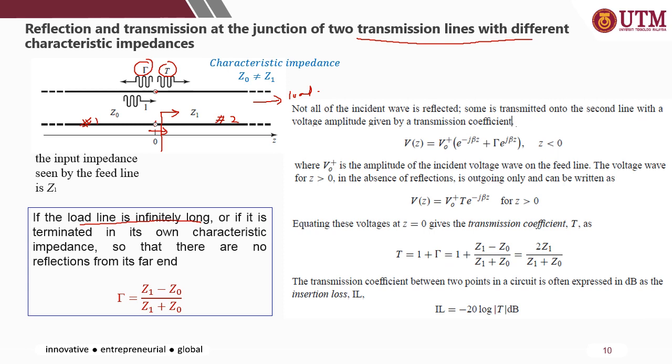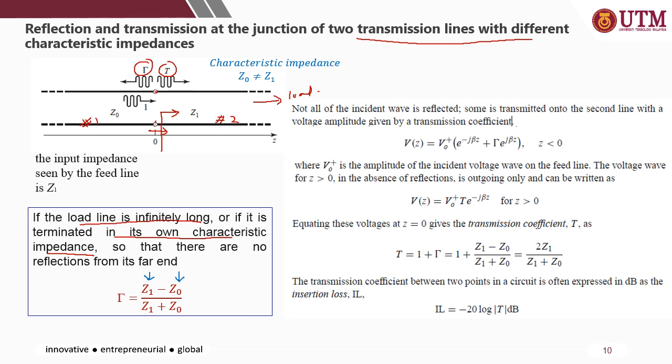So in this case, if the load line is infinitely long, or if it is terminated by its own characteristic impedance, we know that the characteristic impedance is not equal to the ZL. So therefore, we can calculate the reflection coefficient by considering the characteristic impedance of the individual lines included in the system, right? So in this case, it is the second line characteristic impedance minus the first line characteristic impedance, right?